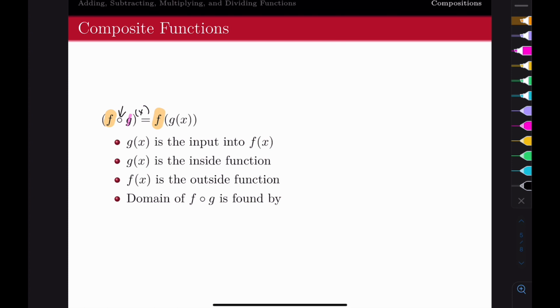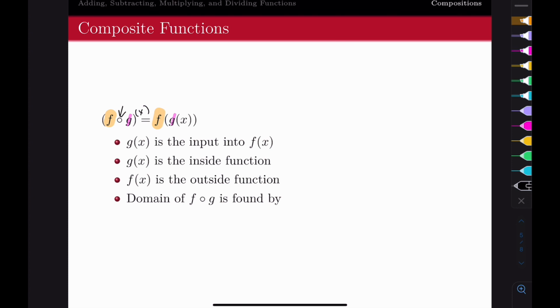So f is on the outside, it is the outer function. g is on the inside, it is the inner function. What happens is I'm taking f and I'm evaluating it at the function g. So I take g of x, and it becomes the input into f of x.